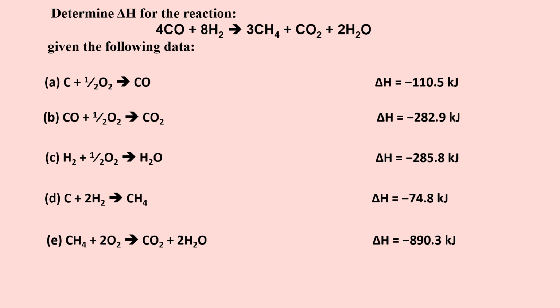Consider the following practice problem, where we are asked to determine the delta H for the reaction where 4 moles of carbon monoxide, CO, reacts with 8 moles of hydrogen, H2, to produce 3 moles of methane, CH4, and 1 mole of carbon dioxide, CO2, and 2 moles of water, H2O.